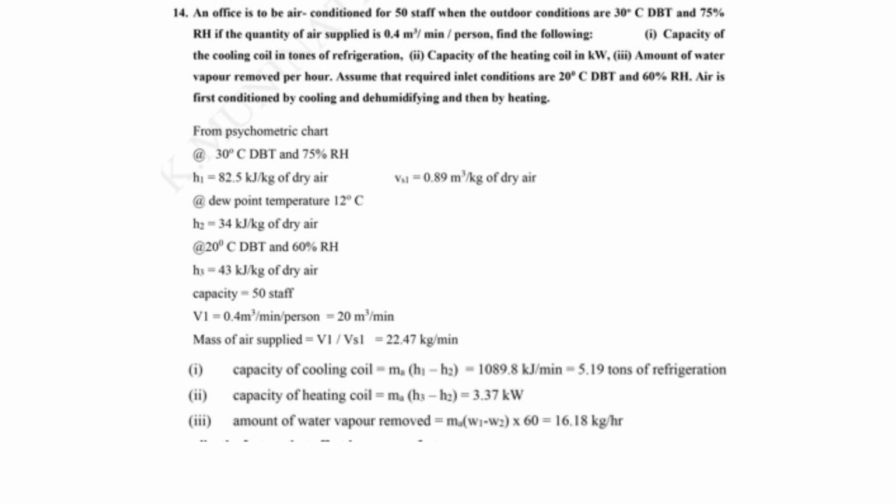Capacity of 50 staff, so the volume V1 is equal to 0.4 meter cube per minute per person, which is equal to 20 meter cube per minute. So the mass of air supplied, V1 divided by Vs1, is equal to 22.47 kg per minute. The capacity of the cooling coil is equal to Ma multiplied by H1 minus H2. The capacity of the heating coil is Ma multiplied by H3 minus H2. The amount of water vapor removed is calculated from the mass flow rate of air multiplied by W1 minus W2 multiplied by 60. So we get 16.18 kg per hour.